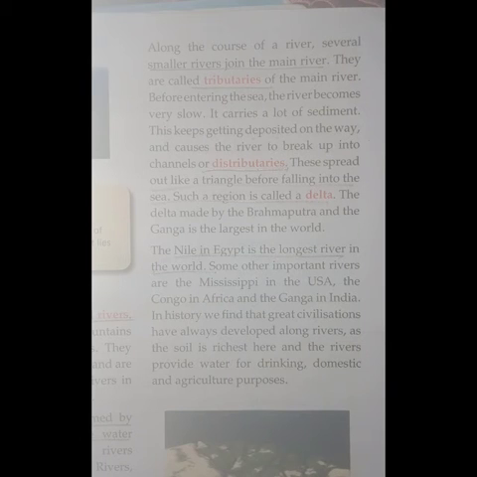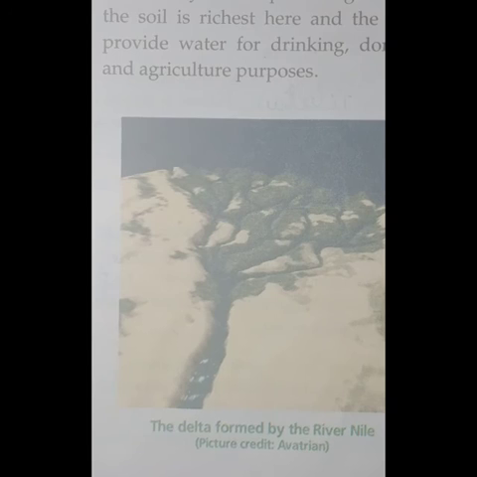This causes the river to break into smaller channels, called distributaries. The river distributes its water and spreads out like a triangle before falling into the sea. You can see in the picture, such a region is called a delta.